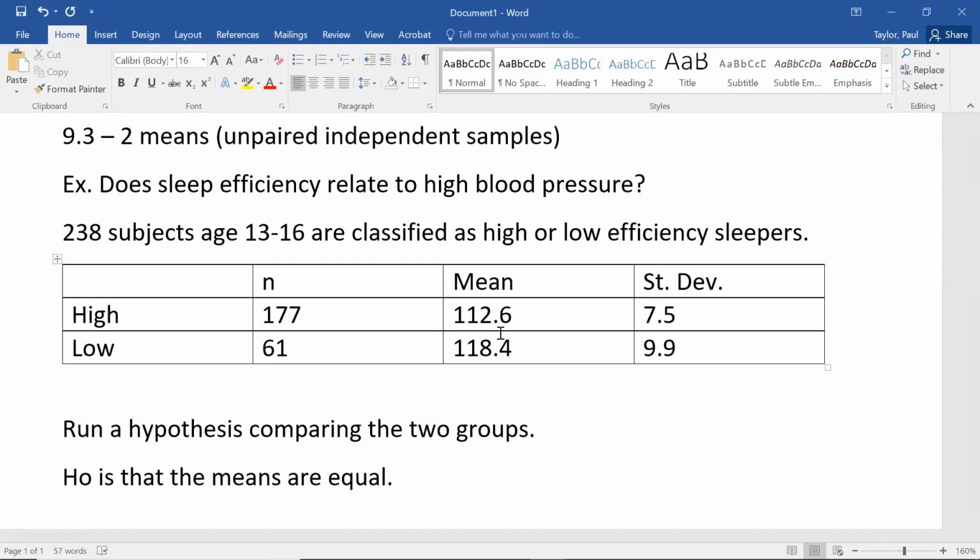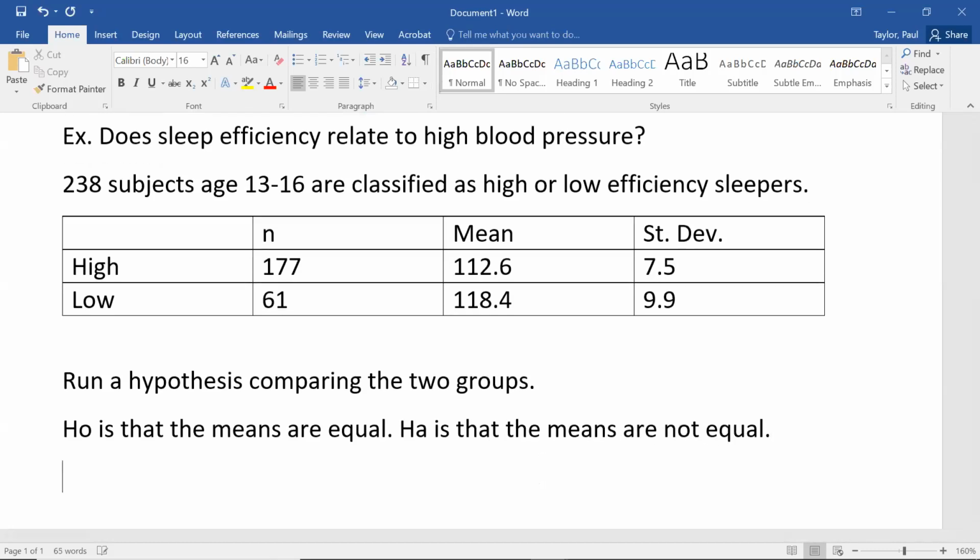And then our alternative hypothesis is that the means are not equal. Now, I could pick a direction here, like maybe we could say if you get bad sleep, you're bad in blood pressure, so high blood pressure. That would be reasonable, but I'm pretty much going to use not equals all the time for these.